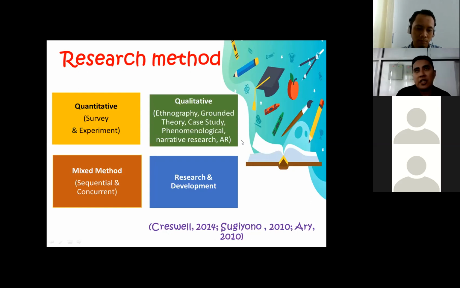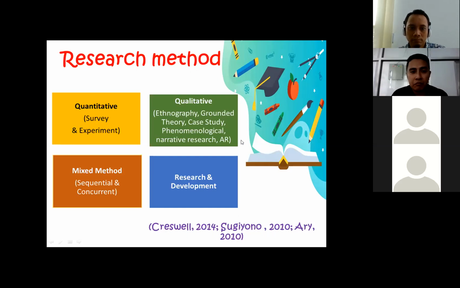So according to Creswell or Cohen, Hagem, 2009, action research is part of qualitative. But yes, this is very useful to be conducted by the teacher. And the next part is mixed method. You can do sequential or concurrent, and research and development.